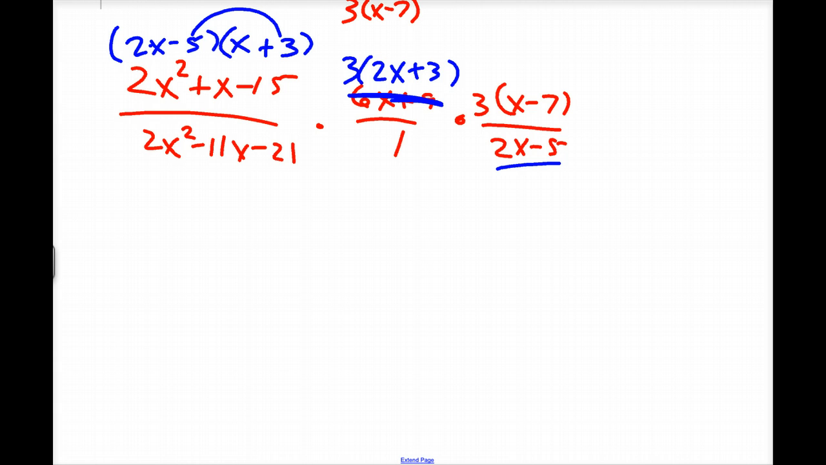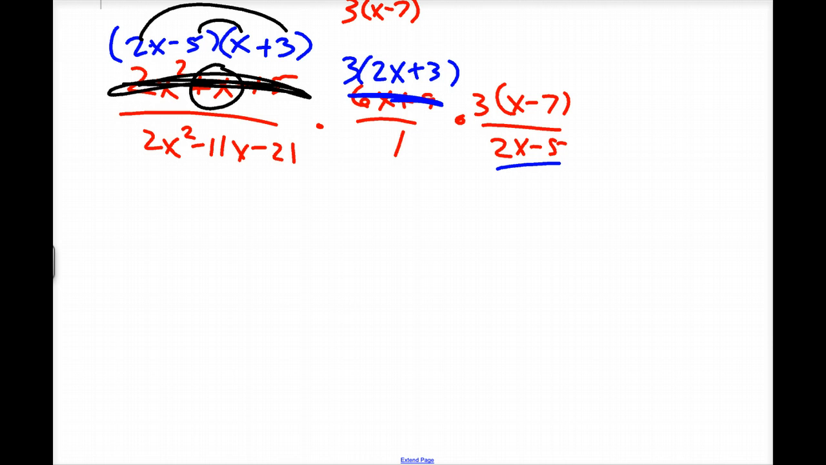The question is, does it work in the middle? So we got to check the middle. Plus 3 back in here, and make sure that we do in fact get positive 1. And I get 2 times 3 is 6. Negative 5 times 1 is negative 5. That gives me the positive x I'm looking for. So that's what the top factors into.